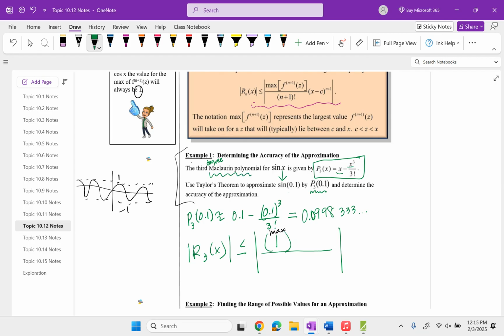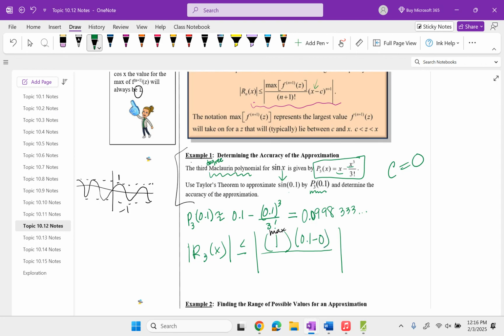So what's my c value or my center on a Maclaurin? What do we remember from last week? Maclaurins are special. What's their c? 0. Yeah, so c is always equal to 0. So I'm going to multiply by the value we're estimating minus 0. So the value we're estimating is 0.1 minus 0.